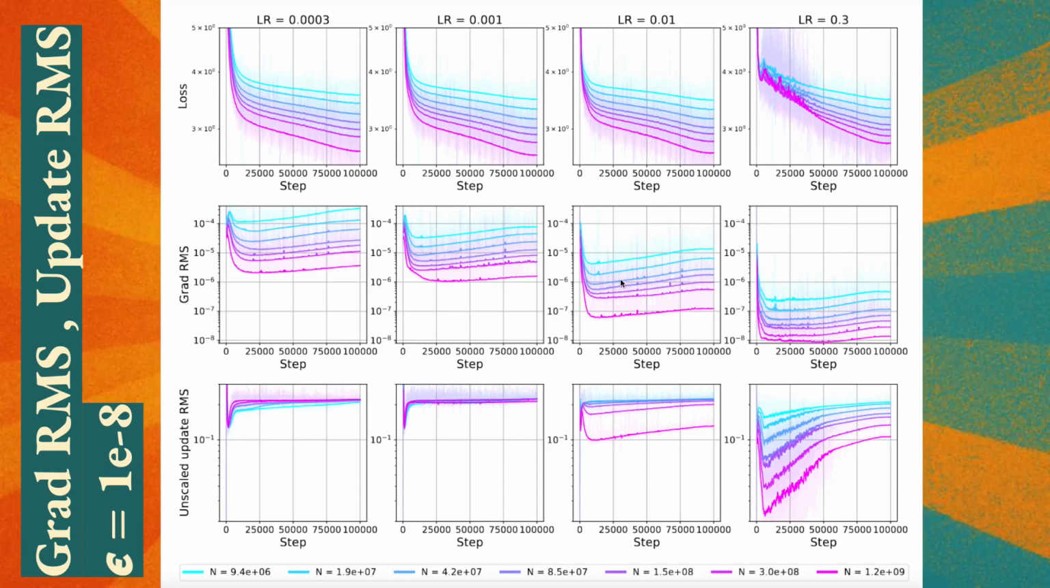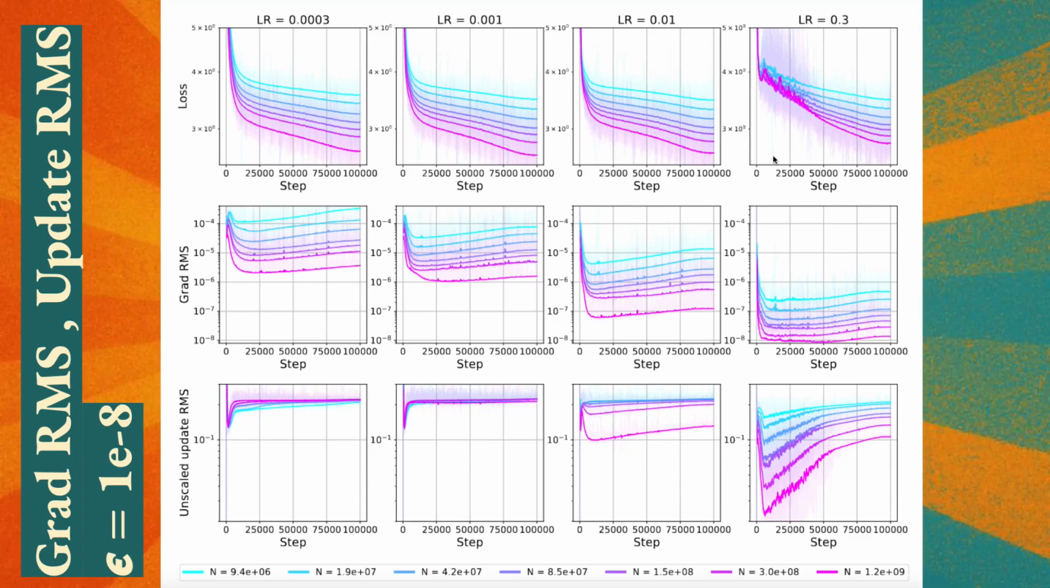And so let's take a minute to decipher this chart. We have 3 rows of charts. We have unscaled update RMS at the bottom, the gradient RMS in the middle, and the loss at the top. The 4 columns each correspond to a learning rate. It increases from 3e-4 to 3e-1. And then the color of the lines goes from cyan, which is a 9 million parameter model, up to 1 billion parameters, which is the magenta. And I think the most distinctive one is here where we have a large learning rate.